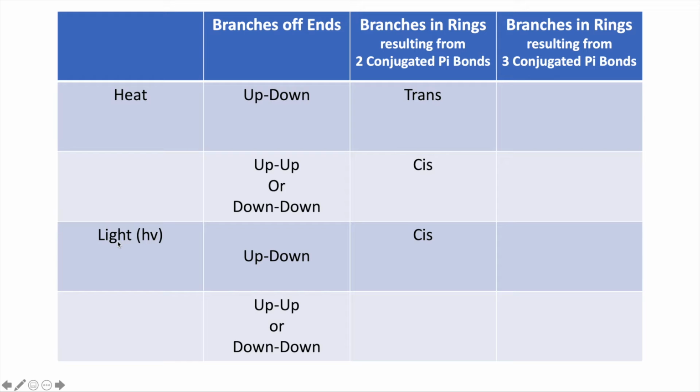We're using light that changes the highest occupied molecular orbital. If the branches at the end of the conjugated system are going in opposite directions, one's going up, the other one's going down, and you only have two conjugated pi bonds, then you'll end up with the branches coming off as cis in the ring that you form.